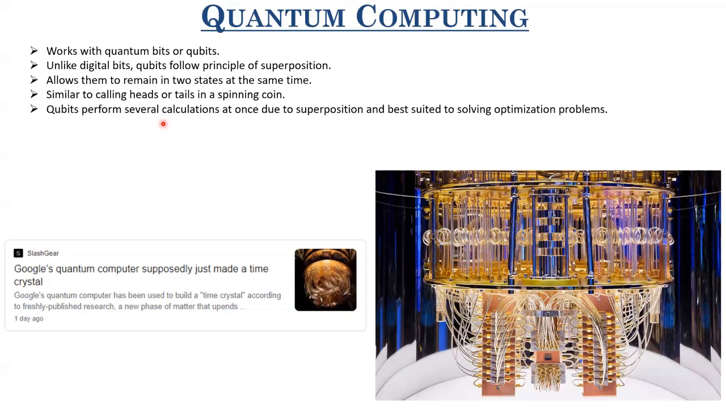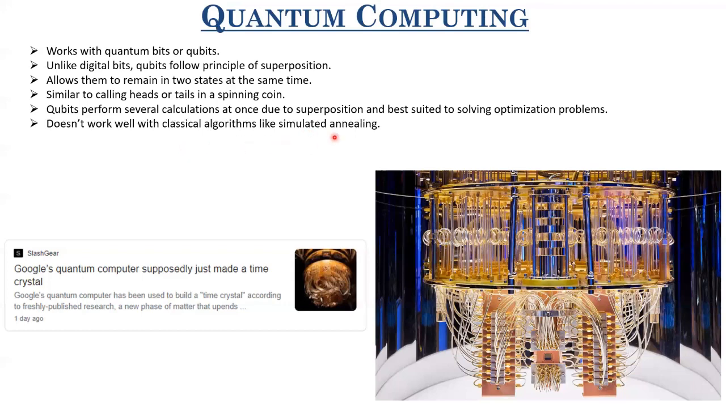Now these qubits, since they are traversing different configurations while spinning, perform several calculations at once because of this superposition, and they are best suited to solving optimization problems. There are some problems like the traveling salesman problem, max cut problem. I don't know if you have learned about that, but they require optimization. So let's say I have warehouses at several places in the country, and I have to deliver some product to some places. How will I optimize my path so as to traverse the least amount of distance between warehouse and those consumers? That is some kind of optimization problem.